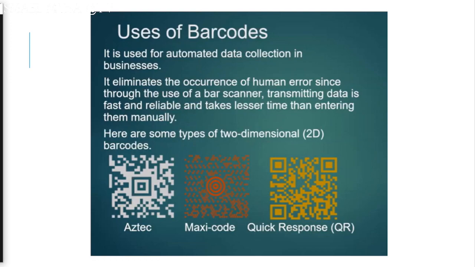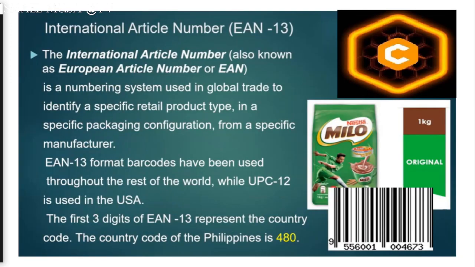Now, going back, I said earlier we have that UPC and EAN. EAN stands for International Article Number, known as European Article Number or EAN. No, yung kanina kasi American. So we have also European. It's a number system in global trade to identify a specific retail product type in a specific packaging configuration from a specific manufacturer.